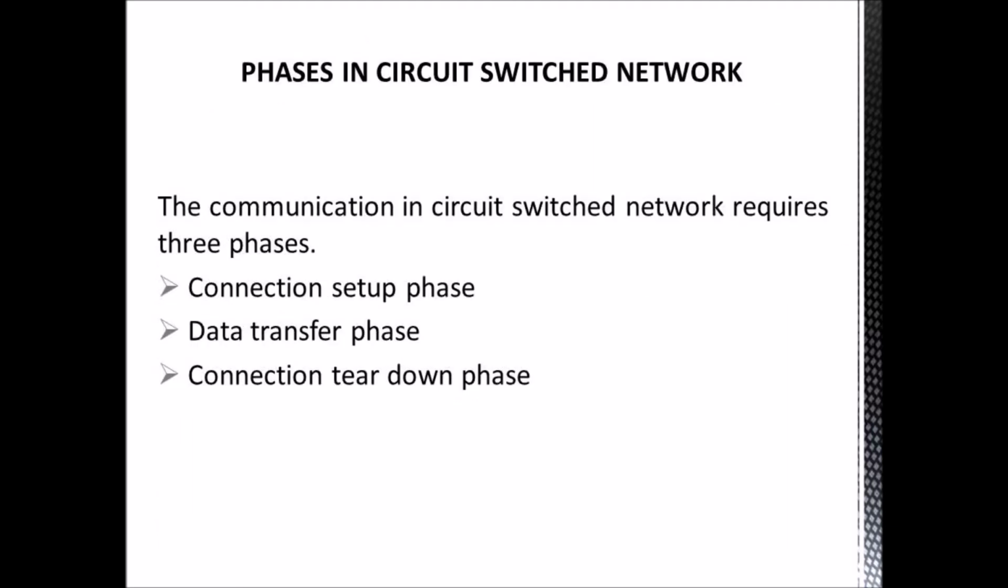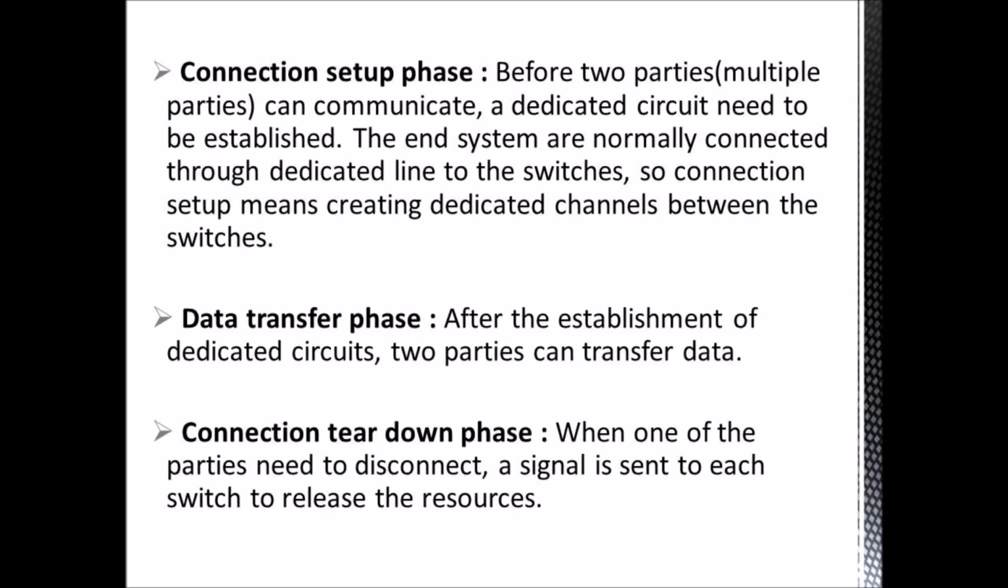Phases in circuit switched network. The communication in circuit switched network requires three phases. They are connection setup phase, data transfer phase and connection tear down phase. In connection setup phase, before two parties can communicate, a dedicated circuit needs to be established. The end systems are normally connected through dedicated lines to the switches, so connection setup means creating dedicated channels between the switches.